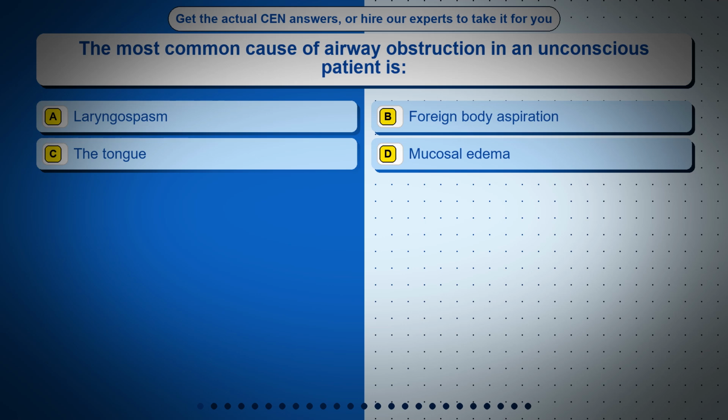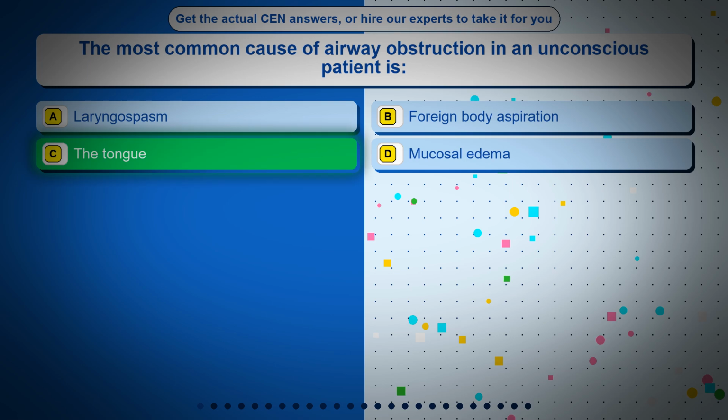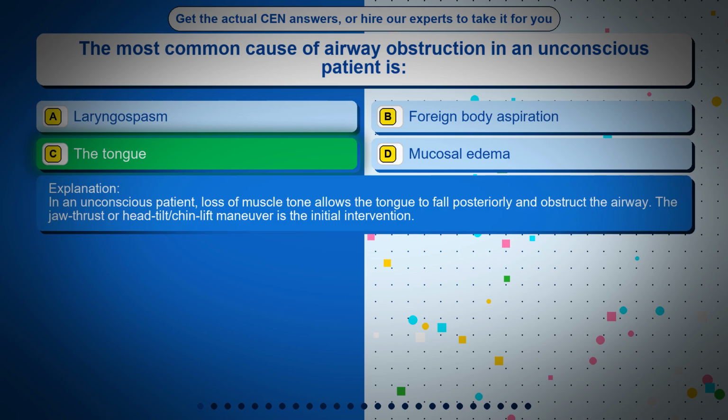Question 1. The most common cause of airway obstruction in an unconscious patient is option A, laryngospasm, option B, foreign body aspiration, option C, the tongue, option D, mucosal edema. The correct answer is option C, the tongue. In an unconscious patient, loss of muscle tone allows the tongue to fall posteriorly and obstruct the airway. The jaw thrust or head tilt/chin lift maneuver is the initial intervention.